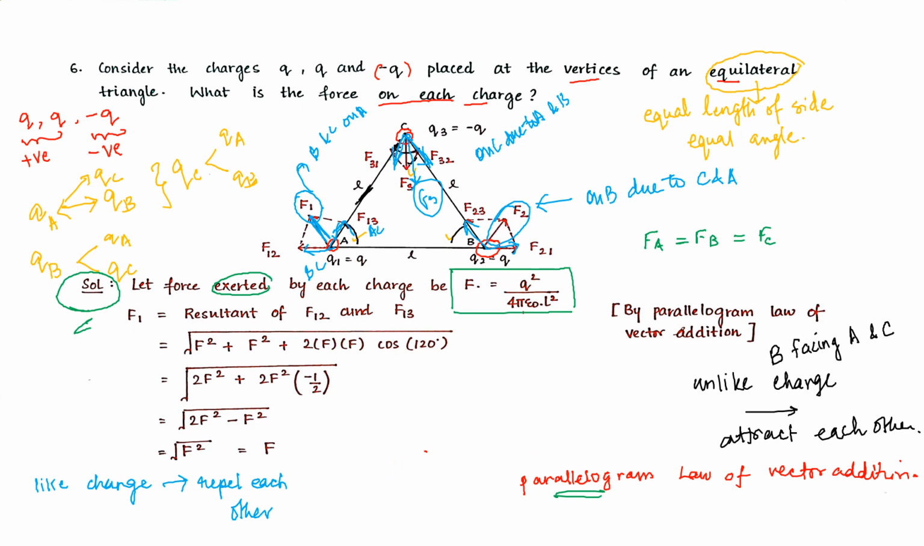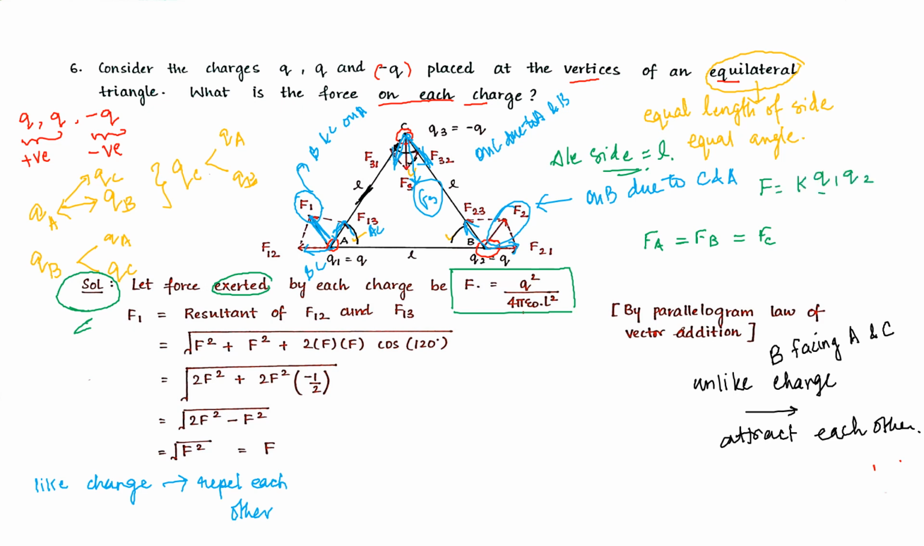Okay, from where are we getting this force equals Q square by 4 pi epsilon naught into L square? We have seen this triangle is an equilateral triangle and its side is L. The triangle's side is given to be L. So from here we get the side of the triangle, and we know Coulomb's law of force: F equals K into the two charges under consideration, over the square of the distance between them. The distance between them, we will take the square of that distance.